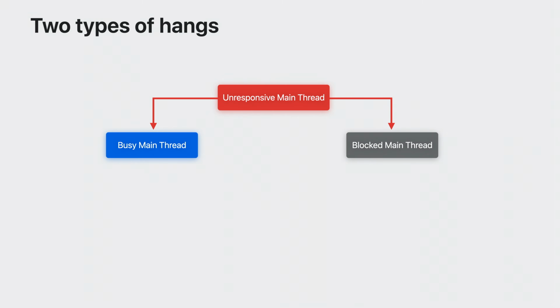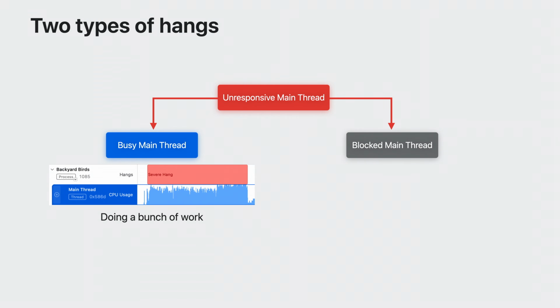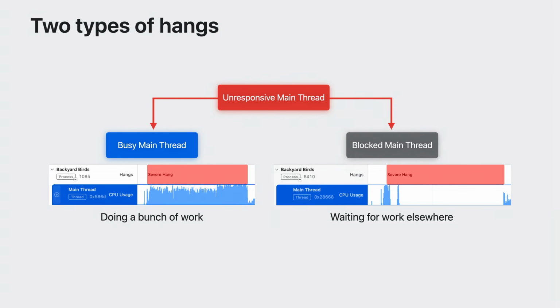Instruments detected an unresponsive main thread and marks the corresponding interval as a potential hang. In our case, a hang did indeed occur. There are two main cases for an unresponsive main thread. The most simple case is that the main thread is simply still busy doing other work. In this case, the main thread will show a bunch of CPU activity. The other case is that the main thread is blocked. This is usually because the main thread is waiting for some other work to be done elsewhere. When the thread is blocked, there will be little to no CPU activity on the main thread. Which case you have determines which steps you should take next to determine what's going on.